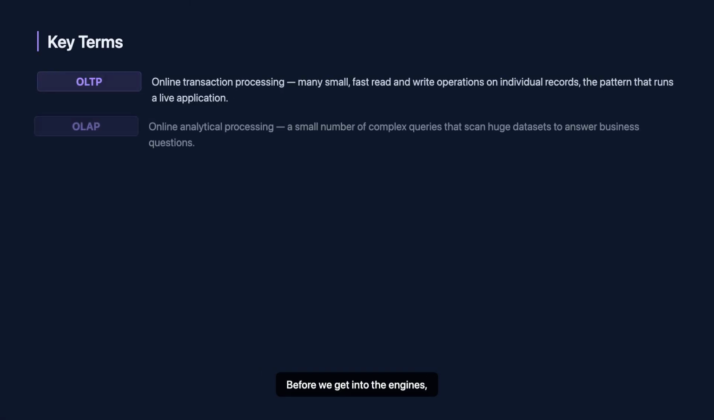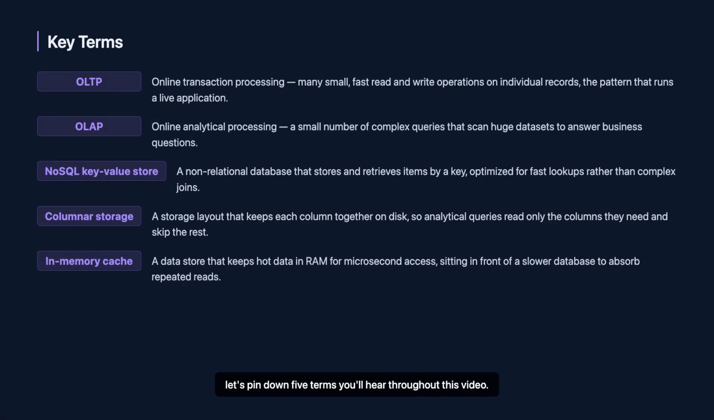Before we get into the engines, let's pin down 5 terms you'll hear throughout this video. OLTP, online transaction processing, is many small, fast reads and writes on individual records. That's what runs a live app. OLAP, online analytical processing, is the opposite: a handful of complex queries that scan enormous datasets to answer business questions.